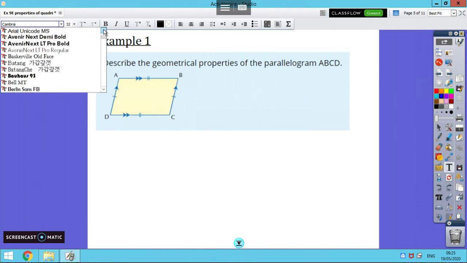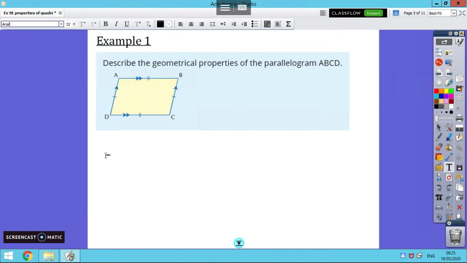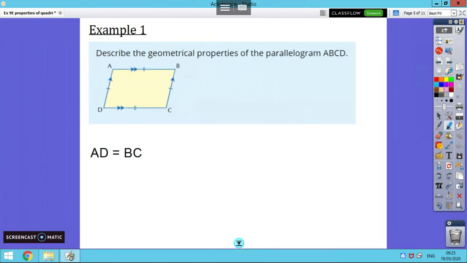I'm actually going to type our answers this time just because I think it's probably easier. Okay, so let's think about which sides are the same. Well, we know we need to look at the dashes. So which sides are the same length? I can see that AD is equal to BC. Let me highlight that for you so you can see which sides I'm talking about. AD is equal to BC, in length is what that means.